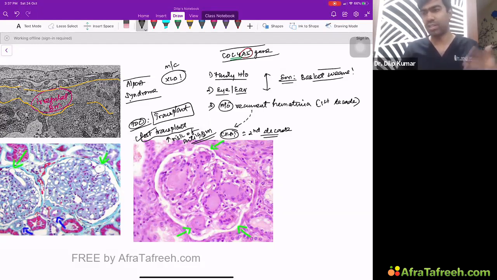If they ask you which disease does not recur in the transplant, I call Alport syndrome as the first because it's a genetic problem. So why does it have to recur in the transplant in the first place? So it's a deficiency of base membrane.